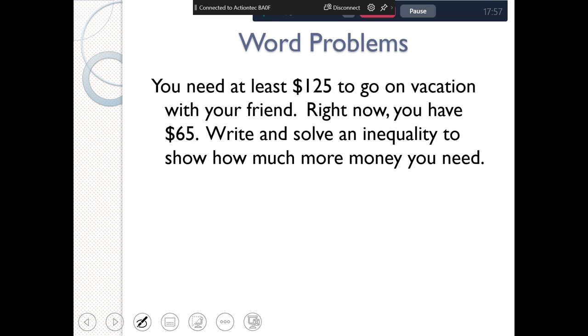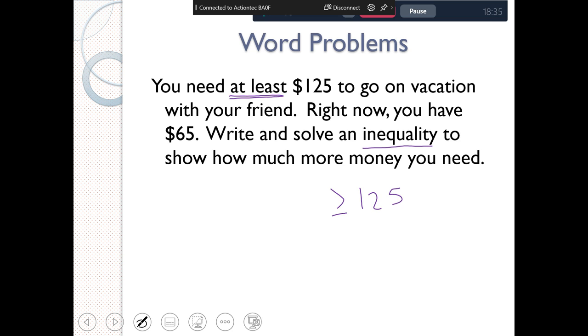So this is where we have to go back to when we're writing expressions, equations, and inequalities. In that writing portion, you need to keep in mind those key words. They're going to have an inequality in them, so you need to make sure you don't put an equal sign in them, okay? So you have $125, or you need at least $125. But we can have $125, so it will be equal to, right?